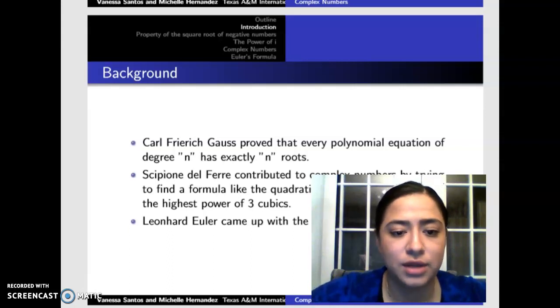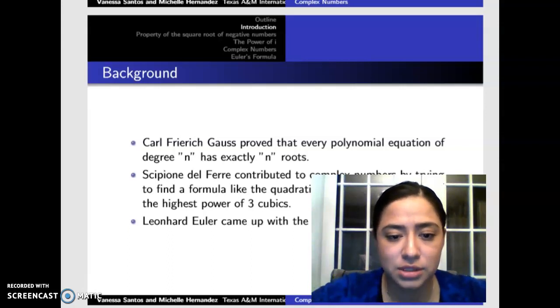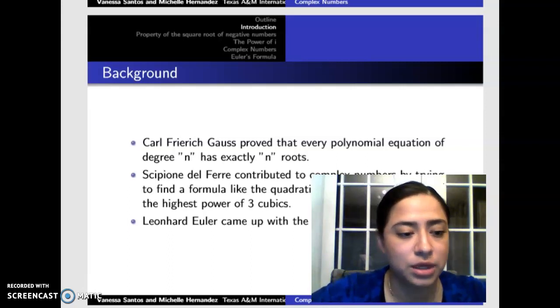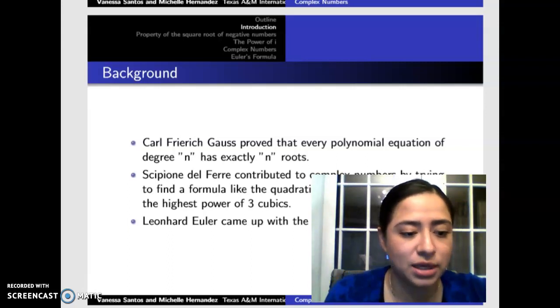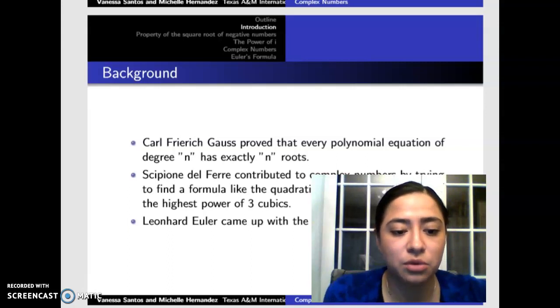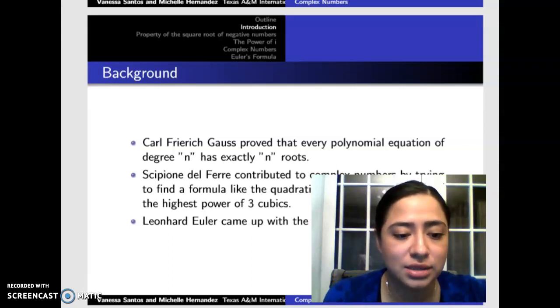And then we also have Del Ferro, who contributed to complex numbers by trying to find a formula like the quadratic formula for equations with the highest power of 3, cubics. The quadratic formula is super useful because it gives us the roots of any equation with the highest power of 2. Del Ferro first considered the case where the x squared term is missing and the last term is negative. In the 16th century, negative terms were way too sketchy to write, so Del Ferro wrote his cubics as x cubed plus cx equals d, which required c and d to be positive.